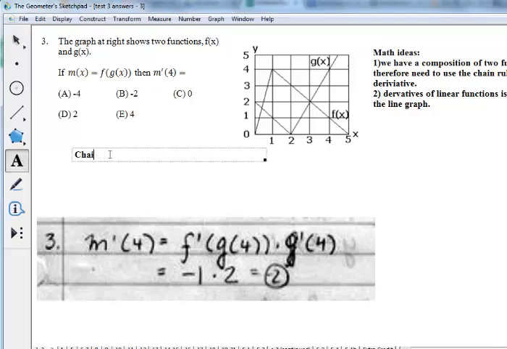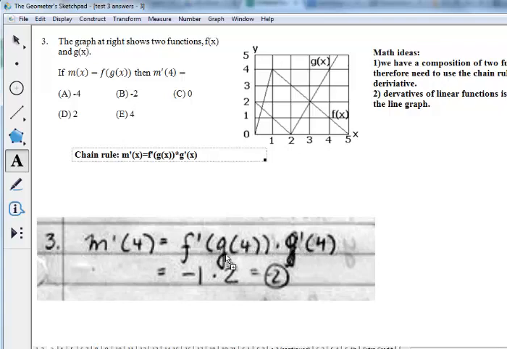And the chain rule says that the derivative m prime of x is equal to f prime evaluated at g of x times g prime of x. So in this particular case, the derivative of m at 4 is equal to the derivative of f at g of 4 times g prime at 4.